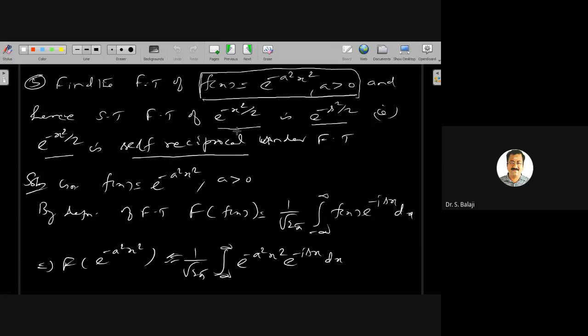After taking transform of this function, again you are getting the same function, means you can say that it will be a self-reciprocal function. That is the next line: e power minus x square by 2 is self-reciprocal under Fourier transform.